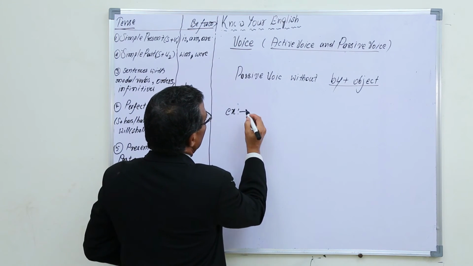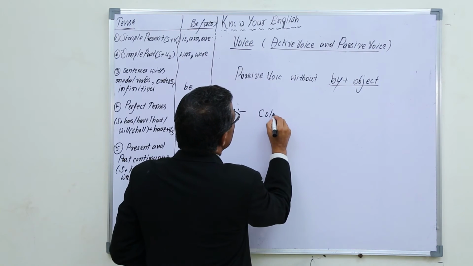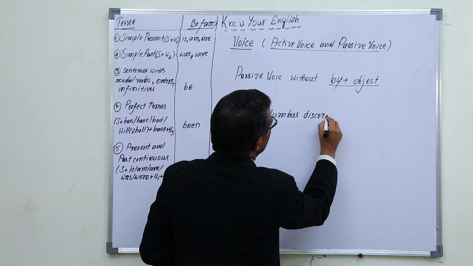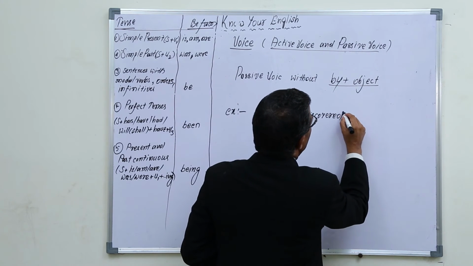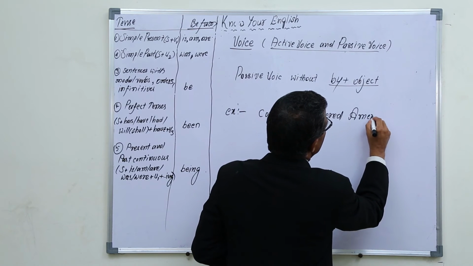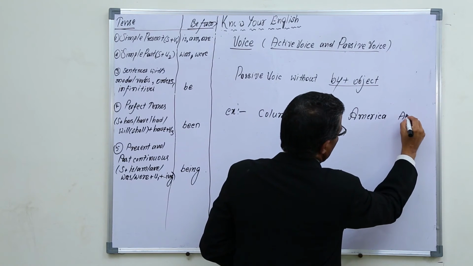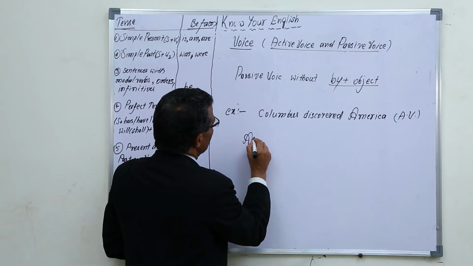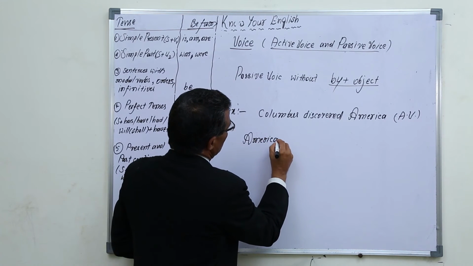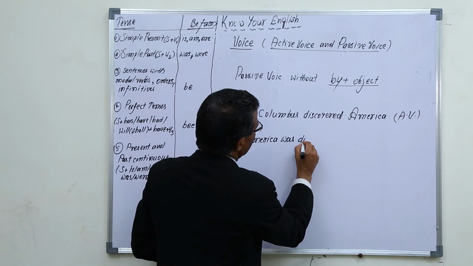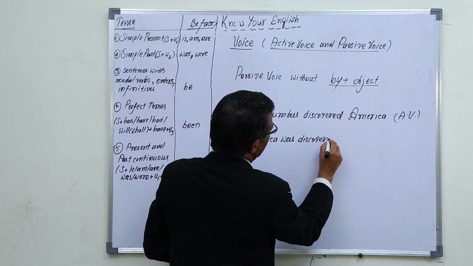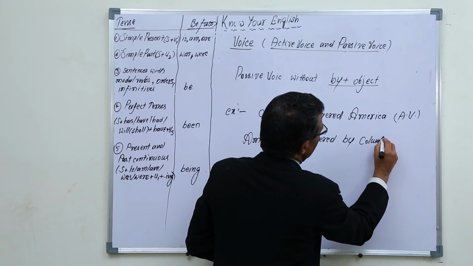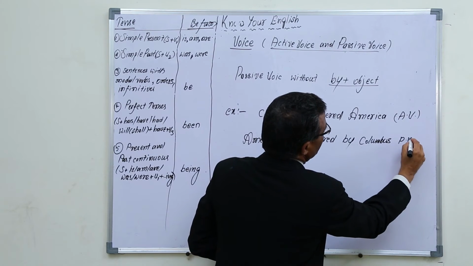For example, we have already learnt: Columbus discovered America. This is an active voice sentence, as we have already seen. The passive voice for this is: America was discovered by Columbus. This is a passive voice sentence.